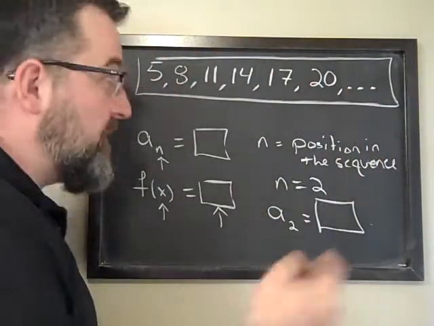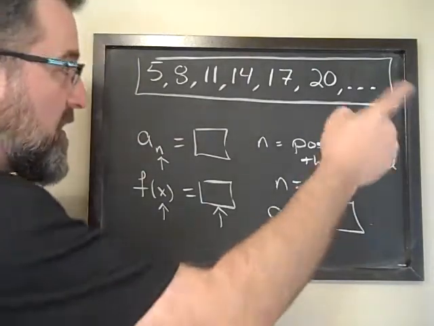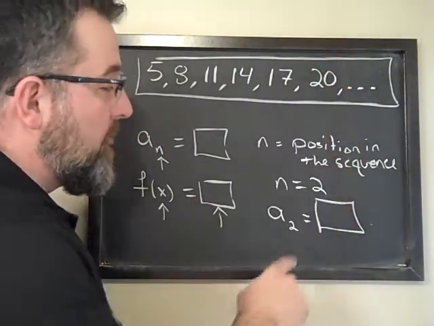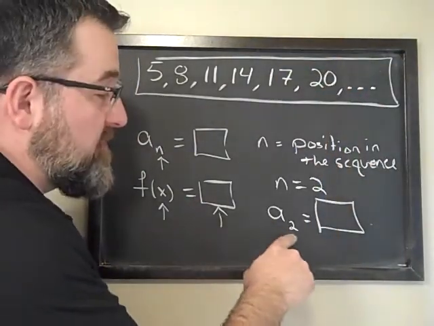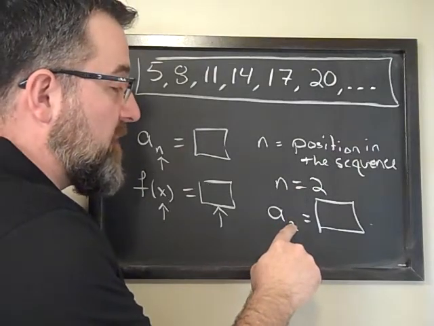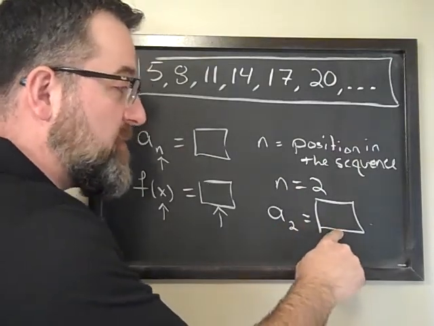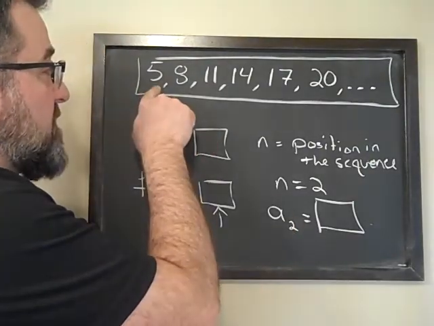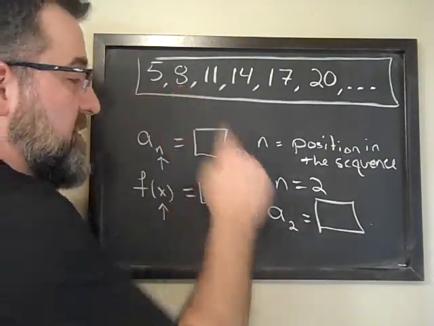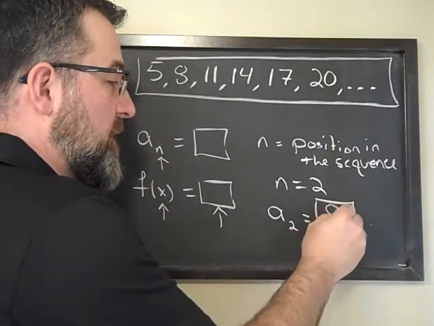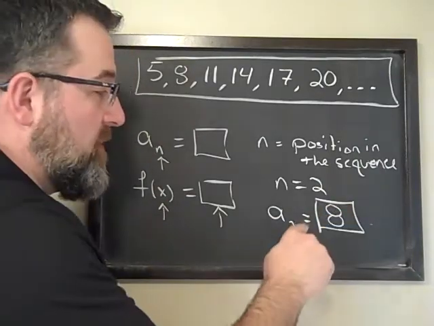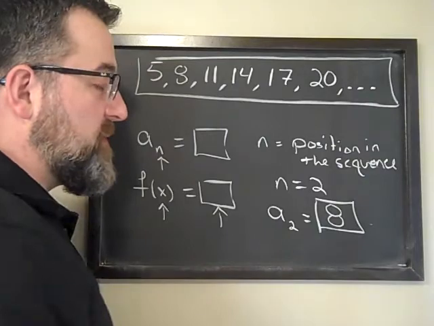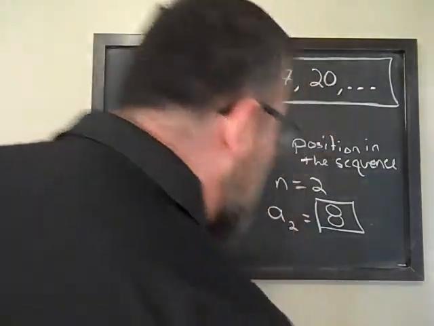So if we were looking at the example like I gave you in the notes, this sequence 5, 8, 11, 14, 17, 20, dot, dot, dot, meaning it continues forever. If I ask you to find a sub 2, it means you're looking for what the term in the sequence is in the second position. So this is the first position, this is the second position, so a sub 2 would be equal to 8. The position and the actual term in the sequence in that position.